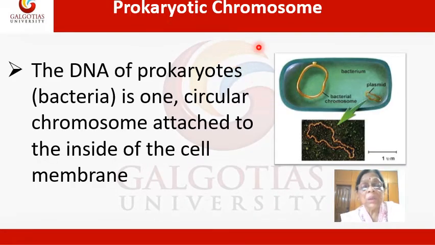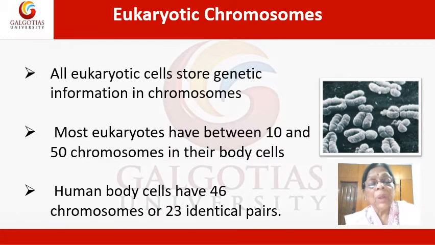Now this is the division in the prokaryotic chromosome. The DNA of prokaryotes or bacteria is one, and it is in circular form. It is attached to the inside of the cell membrane. We can see here. And in eukaryotes, all eukaryotic cells store genetic information in the chromosomes.